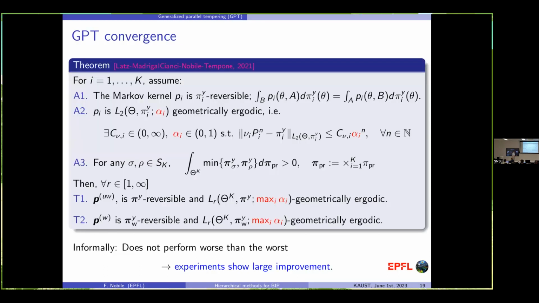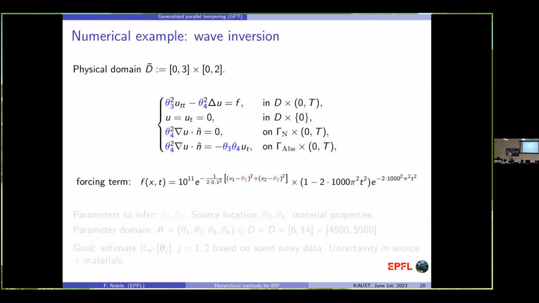Okay, so in practice it works much better than just the slowest chain. Okay, here is an example for a wave inversion.